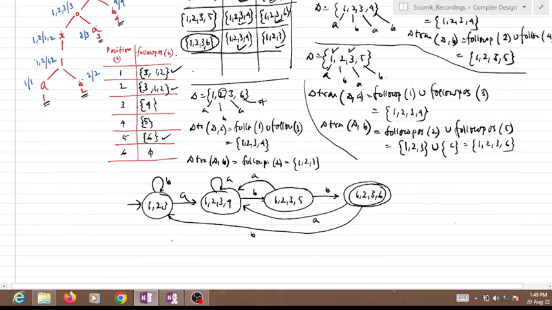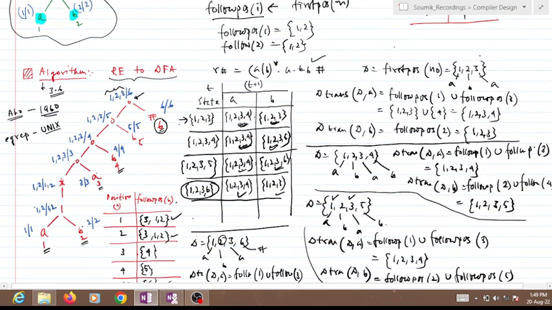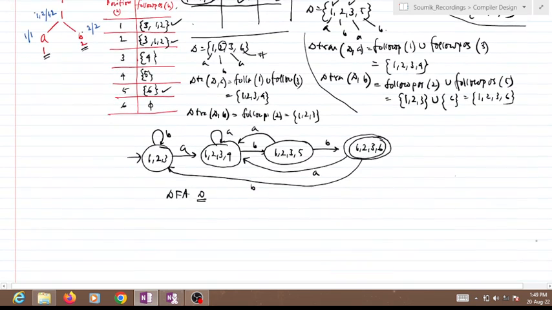So this is the DFA D, which is constructed from this augmented regular expression. So we can say that the language generated by the DFA D, which is L of D, equals the language generated by L of S. So this is the algorithm.